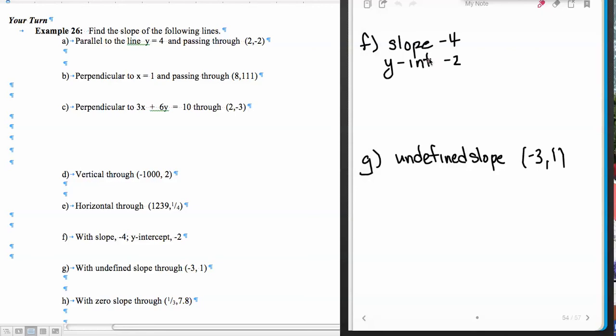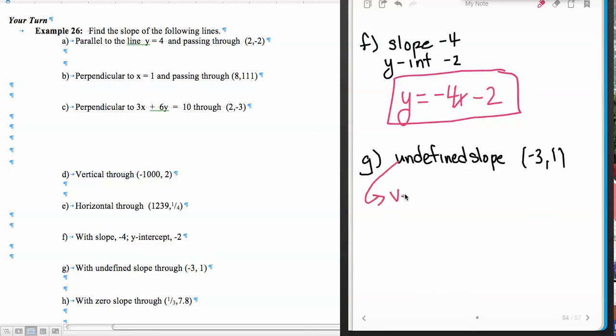Our next one, we have a slope and a y-intercept given to us. That's the easiest thing of all. y equals m, which is our slope, times x plus b. y equals negative 4x minus 2. Okay, undefined slope. Undefined slope tells me that I have a vertical line. And a vertical line, of course, is an x line. So this is an x equals line. And x equals what? Well, it's the x coordinate here. So this tells me that I have x equals negative 3 as an equation.